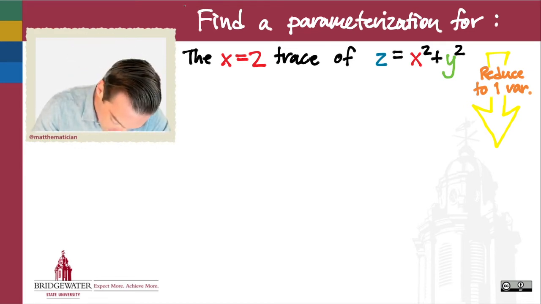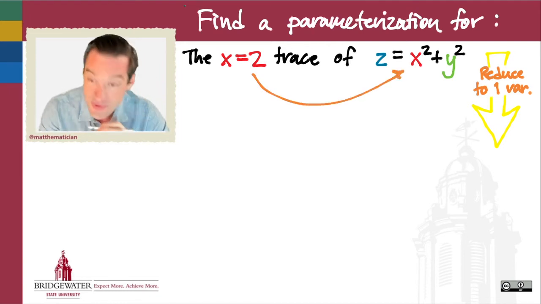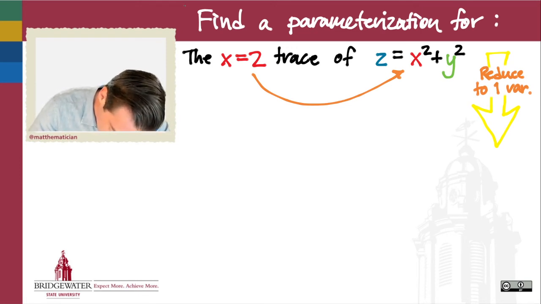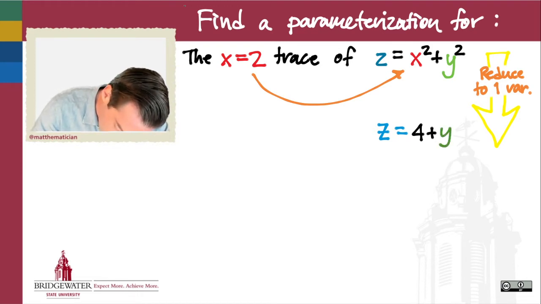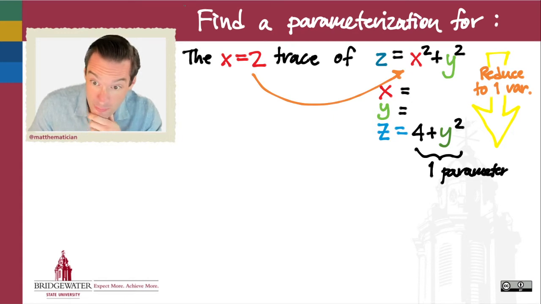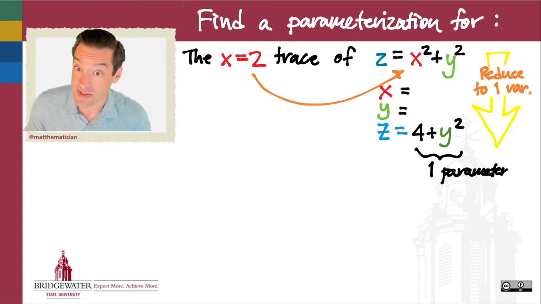So one reduction that I can do is just by plugging 2 in for x, and that eliminates my x from this equation. And so then I'm going to get z equals 4 plus y squared. But a parameterization, remember, has to specify x, y, and z. So as I'm going along, I'm trying to keep track of x, y, and z, and I want my right-hand sides, if we can do it, to have only one parameter, only one variable. Well, 4 plus y squared only has a single parameter, so that's a good sign.